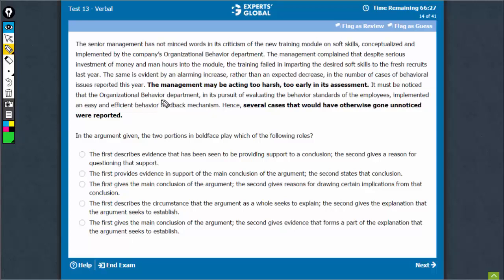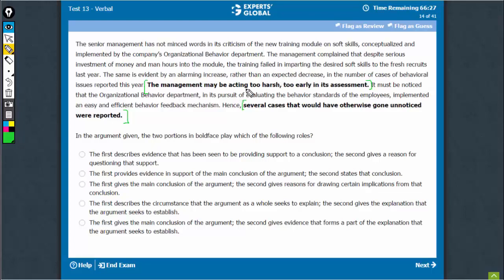In bold-faced questions, it is always a good strategy to first find out the main conclusion and then link the bold parts with the conclusion. So look at the flow of information here. It starts with the senior management being critical about some training module implemented by the OB department, and then it tells how it was inefficient.